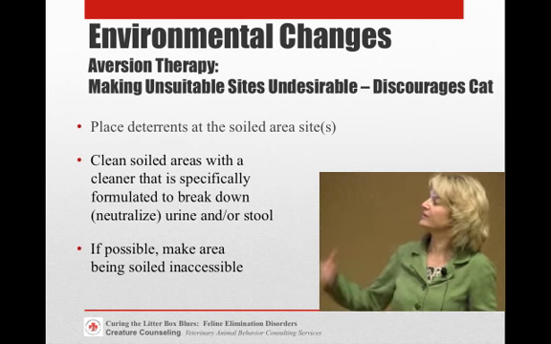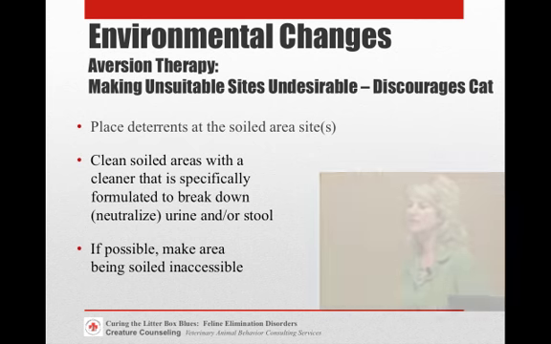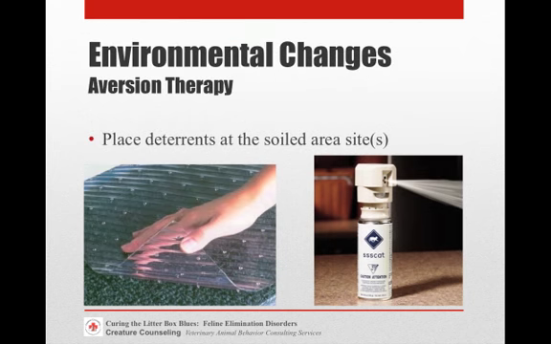So the other part is the aversion therapy. What we do is we start out by placing some kind of deterrent at the site where they're going. Obviously, we have a much likelier success rate if they're going in one or two spots. It's tougher when it's all over the house. Not impossible, but tougher. So when you're using aversion therapy, you don't want to be associated with the aversion, right? Sometimes that's tough to do.